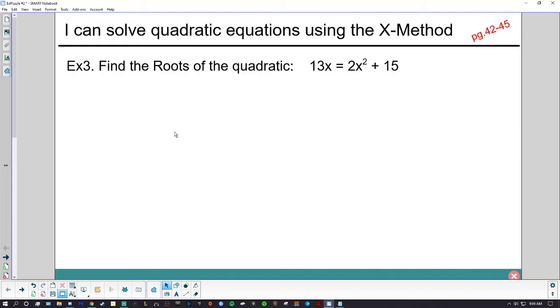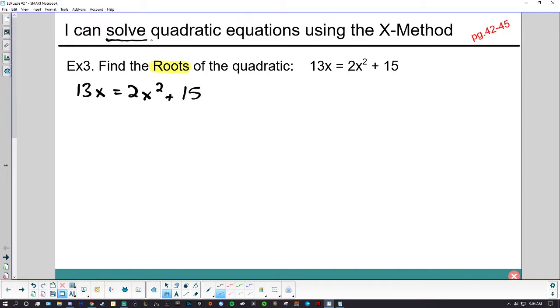Okay, so you've copied this down and you can already see the problem is asking us to find the roots. Find the roots. Can you guys give me other words that mean the same thing as roots? What are other words we can use to describe a root in a quadratic? Okay, so let's copy down our problem. So we have 13x, I'm going to write it off to the side, equals 2x squared plus 15.